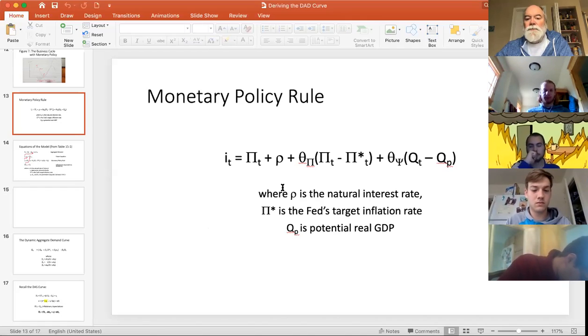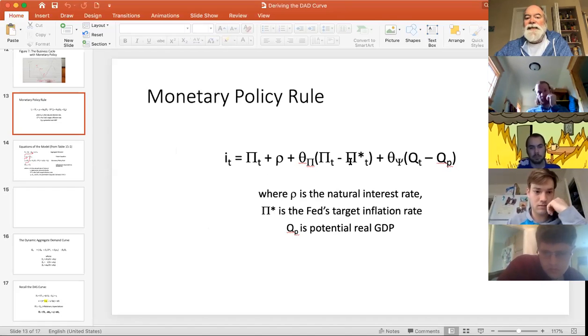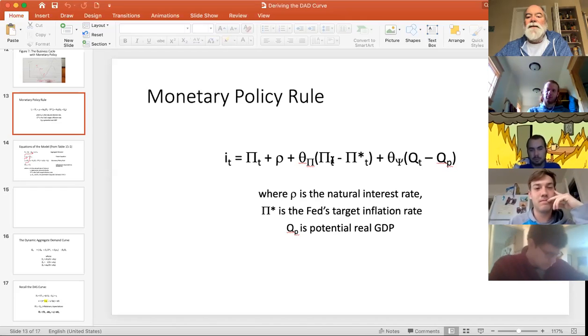What does the Fed do according to this monetary policy rule if inflation rises above the target rate? Is that a good thing or a bad thing from the Fed's perspective? Bo? I'm sorry, I was looking up the Fed's target interest rate. Could you repeat it? Yeah, suppose the actual inflation rate is above the Fed's target. Is that a good thing or a bad thing from the Fed's perspective? That would be a bad thing. Correct. So what do they do according to this equation?